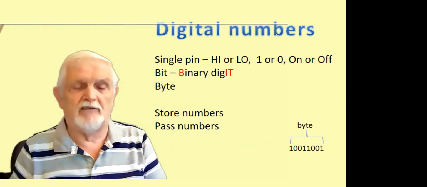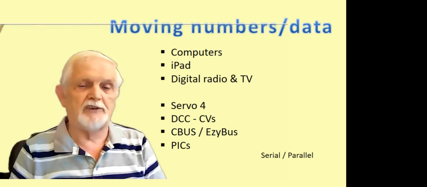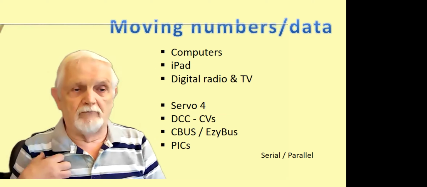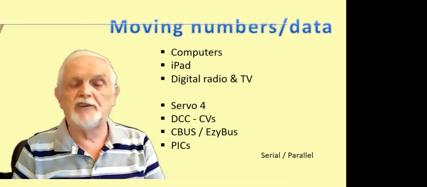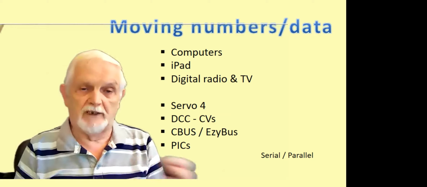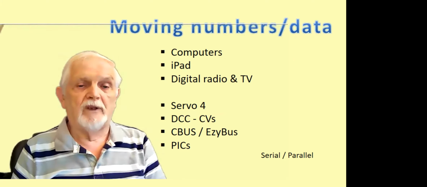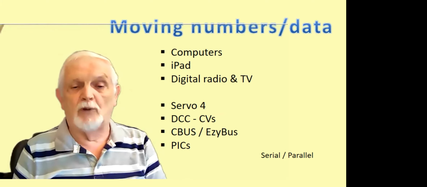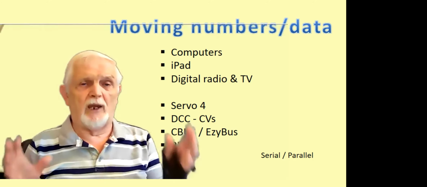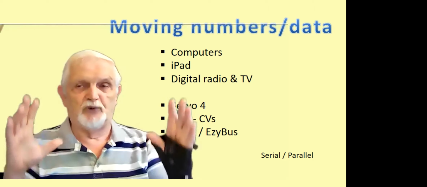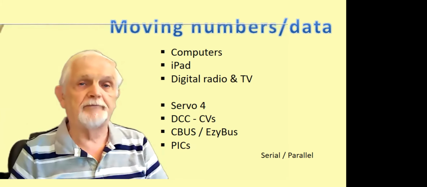The top list shows you we move numbers about all the time inside computers and inside our radio and television. In terms of MERG, you'll find them inside servo 4 boards to operate servos. They're inside DCC systems. They're inside C-bus, EasyBus, and all the PIC chips that we program. We move them around in different ways, as we'll look at a bit later. So no matter what you're looking at, you may be looking at a picture of Mona Lisa on the screen. And this beautiful detail behind it, again, as I said, is nothing but a whole collection of noughts and ones.